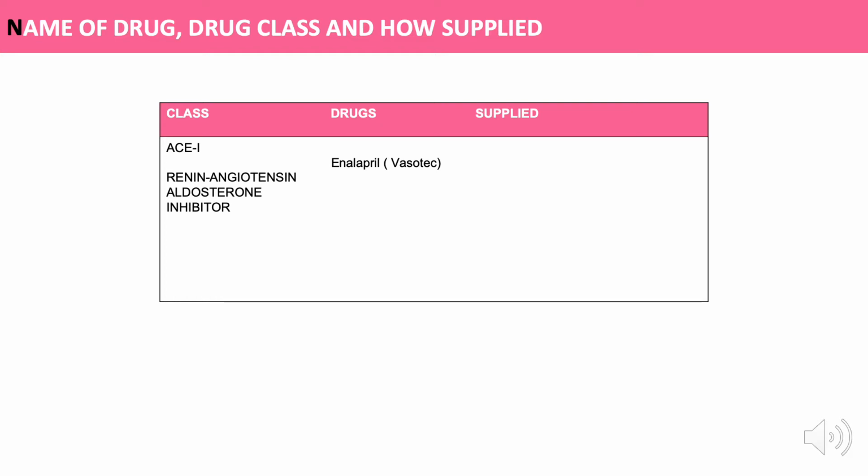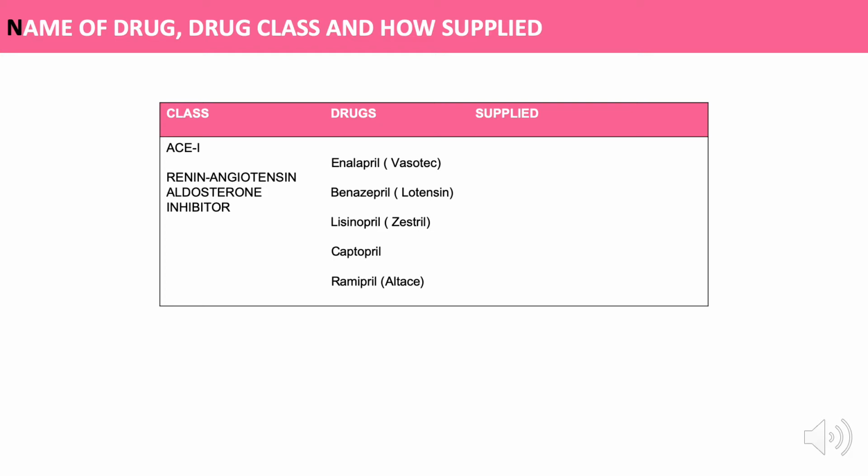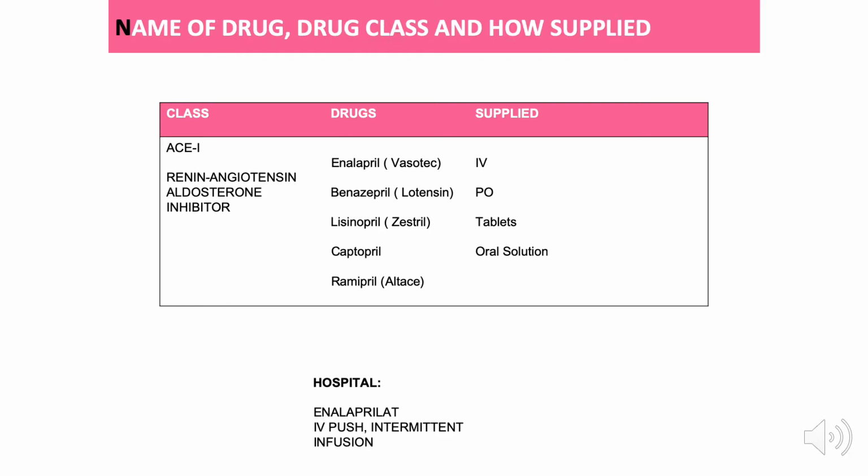So medications that belong to the ACE inhibitor drug class are enalapril, benazepril, lisinopril, captopril, and ramipril. And then what you can do under this column, you can list, IV, PO, tablets, oral solution, and then you can make little notes on the side if there's one in particular that you need to remember. So for here, I've listed hospital, and I've added that enalapril is commonly used as an IV push and as an intermittent infusion.